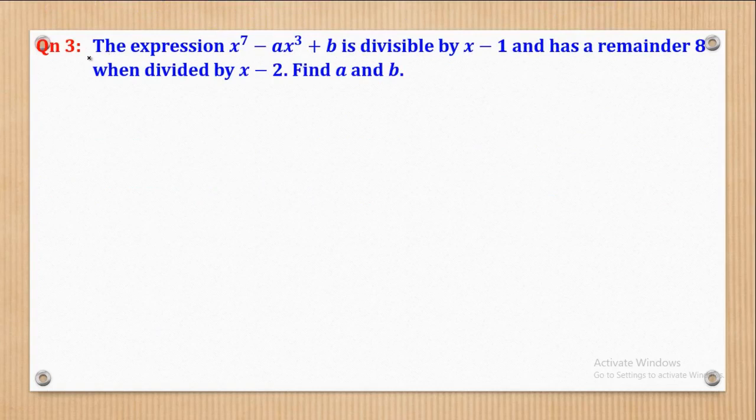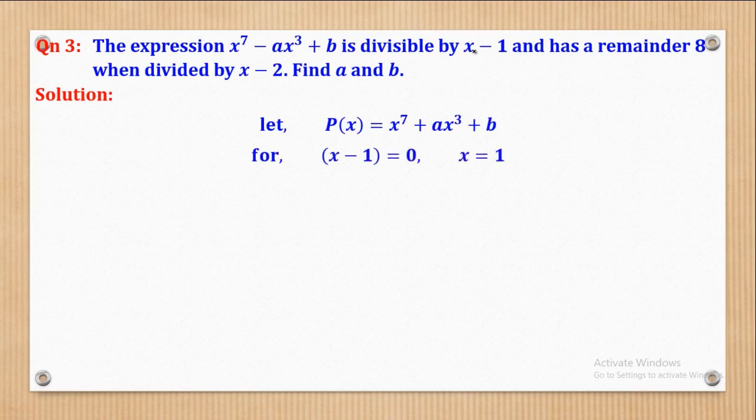So now we shall go to question 3. It says that the expression this is divisible by this, meaning that this is a factor. This word divisible means that it leaves no remainder. Therefore, this is the factor, and has a remainder 8 when divided by this. Find the values of a and b. So we shall first let p(x) be equal to that polynomial.